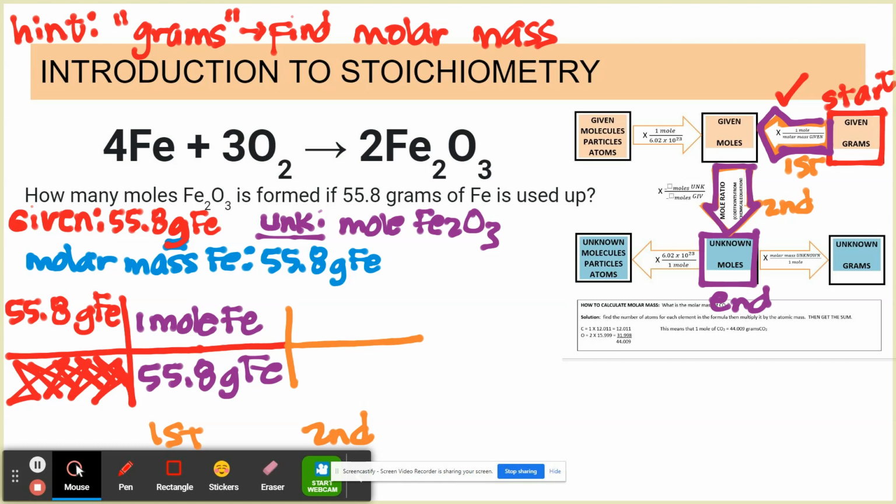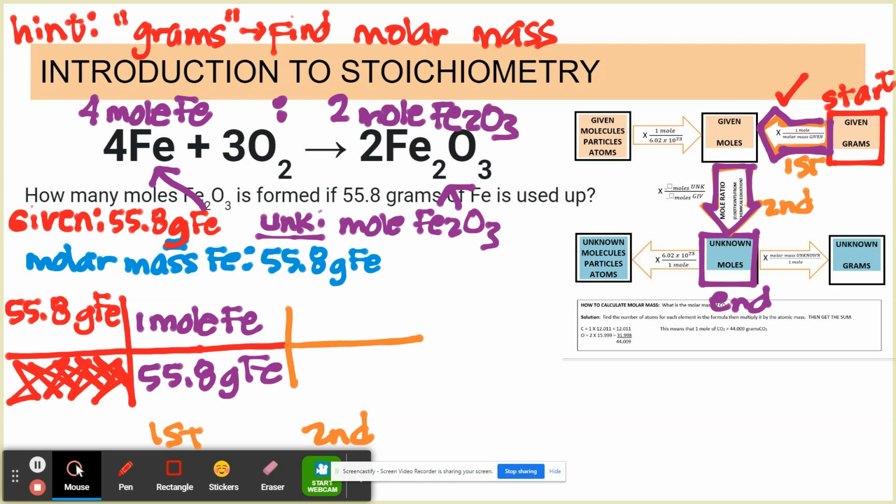All right. So how do I know again which are the ones that I need? Okay, again, you have to look at your given and unknown. The given is Fe. Therefore, I need my 4 moles of Fe. Our unknown is Fe2O3. Therefore, I need my 2 moles of Fe2O3. Again, that's your mole ratio right there. You see it? That's your mole ratio right there. So again, we have to put that in the next two boxes.